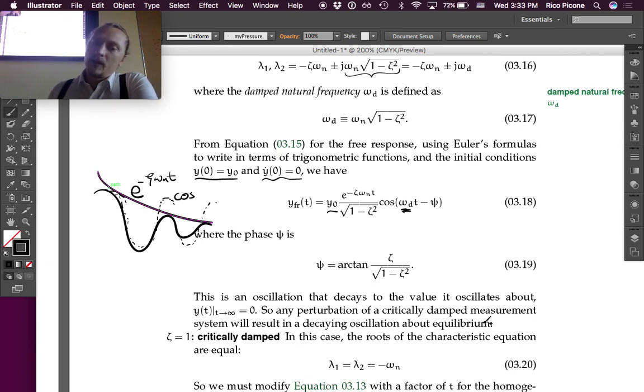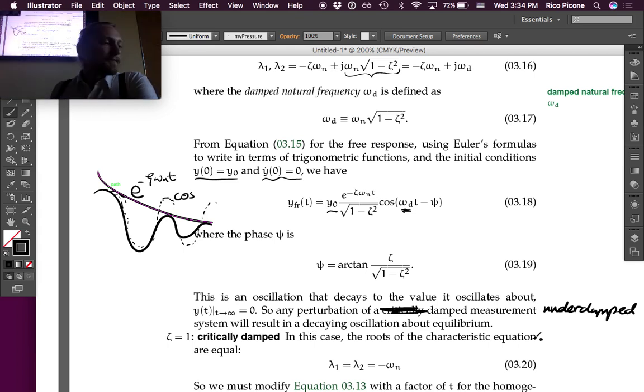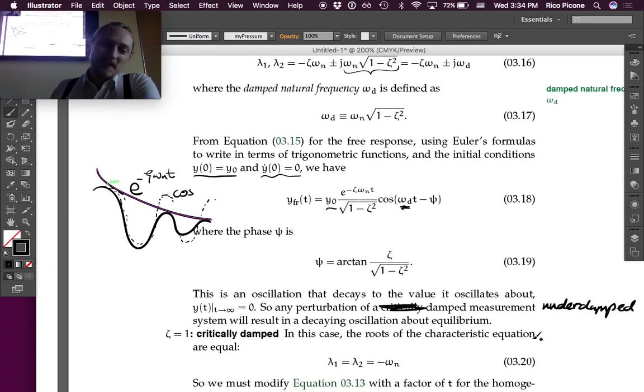So any perturbation of a critically damped, and that is a typo, any perturbation of an underdamped measurement system will result in a decaying oscillation about equilibrium, which is 0. All right. So progress, we've got one type that actually works, right? It's actually valid. It's a start.